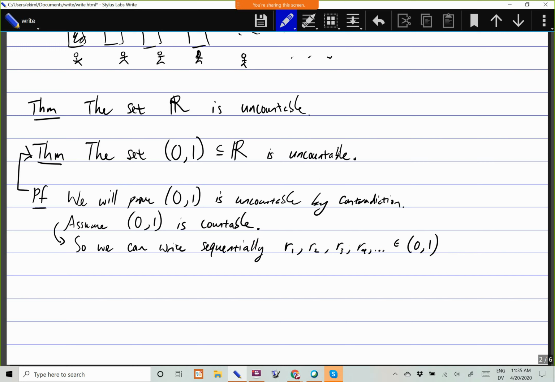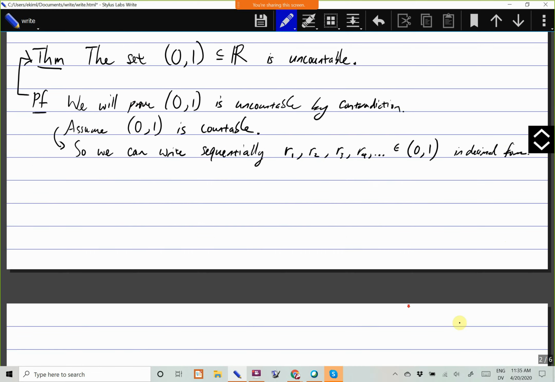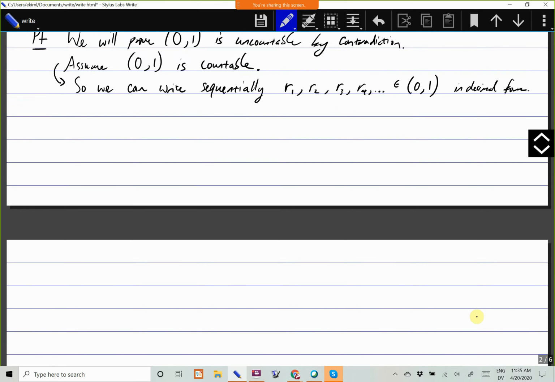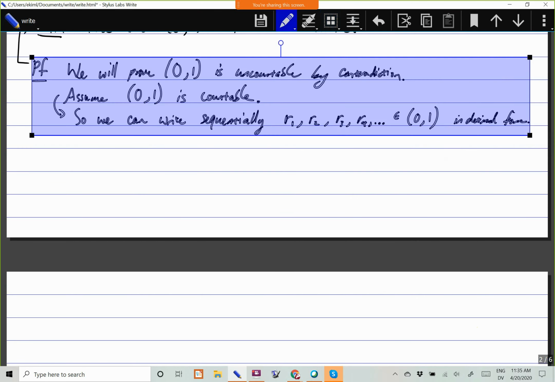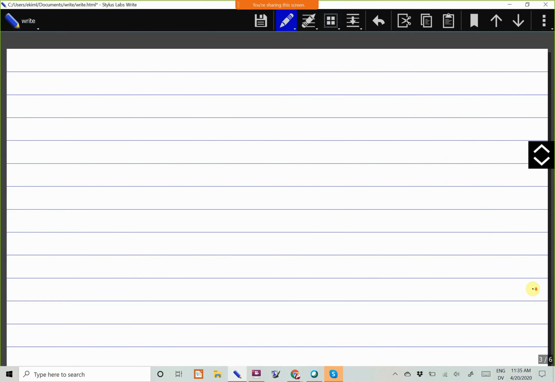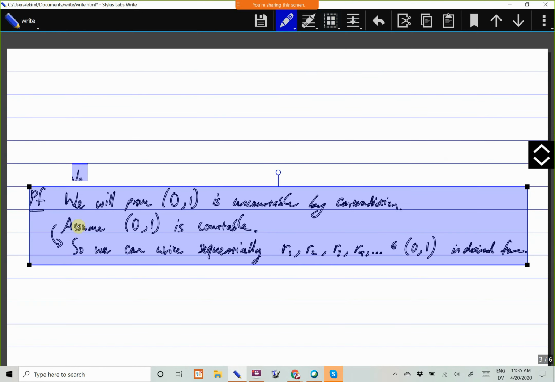So let's write these each in decimal form. This is going to look a little messy, but what I'm trying to do is, let me just, so that we can have this all at the top of the next page here, make it a little easier to reference if there's questions later.